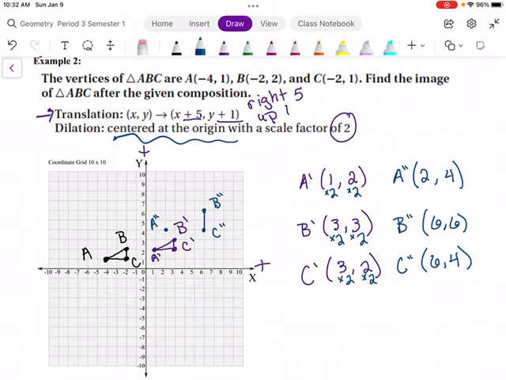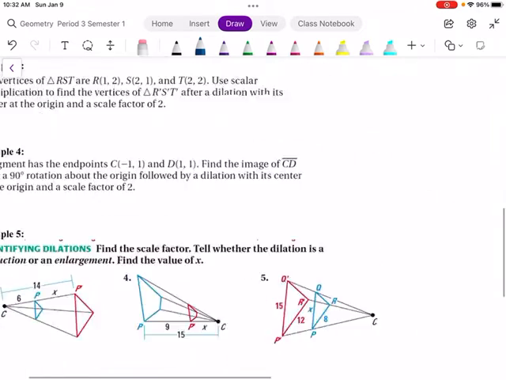And you'll notice this triangle is twice as big as the previous triangles because it had a scale factor of 2. So now the height is 2 instead of 1, and the length of the base is 4 instead of 2. So make sure those are in the correct spot, and then once you're ready to move on, you can hit play again.